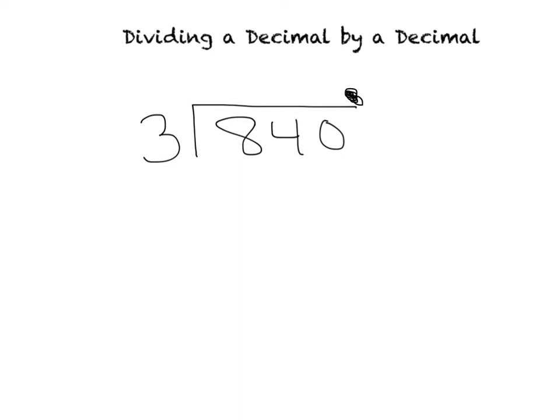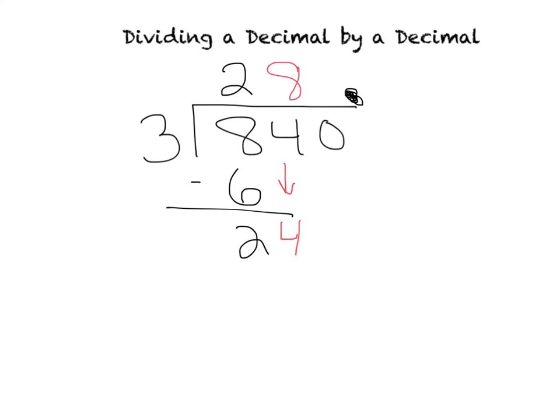3 goes into 8. 3 goes into 8, I know, 2 times. So I'm going to write my 2 directly above my 8. And now I'm going to multiply. 2 times 3 is 6. I subtract. That's 2. And now I bring down my 4. And now I start working with 24. How many times does 3 go into 24? Well, I know that 3 goes into 24 8 times. So I'm going to place that 8 directly above the 4. And now I multiply. 8 times 3 is 24.